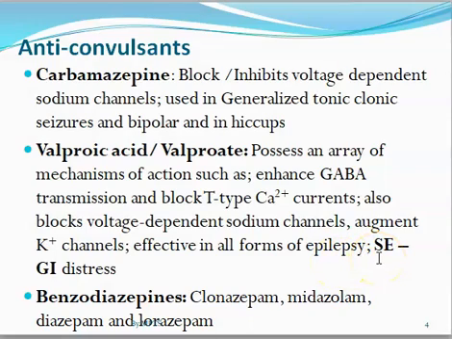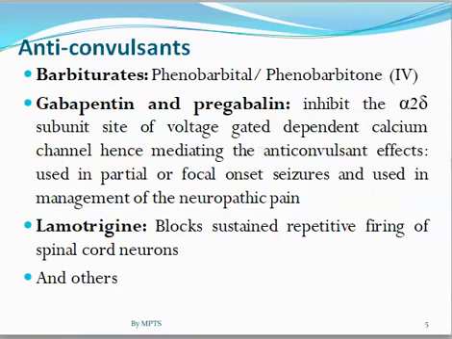Side effects of GIT distress. Remember, I said that we are talking about nausea and vomiting, diarrhea. All that is GIT distress. Benzodiazepines are also used. Of course, we know the mechanism. They act on the GABA-A receptor, resulting in hyperpolarization. Of course, the same goes to barbiturates, same mechanism as benzodiazepine.